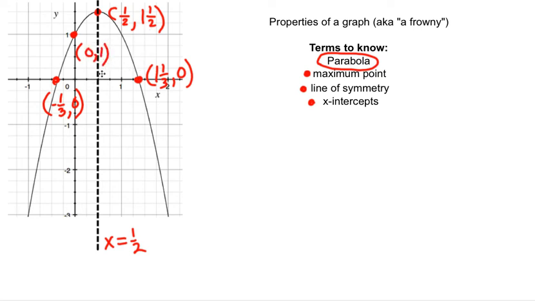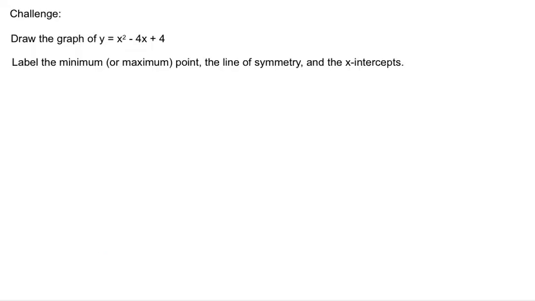As long as I've been given those 4 points, I'm pretty sure I can graph any parabola. And hey, that's what you're going to do right now. You're going to draw the graph of y equals x squared minus 4x plus 4. You're going to label the minimum or maximum point. I'm not going to tell you which one it is, but I'm pretty sure you'll be able to figure it out when you take a look at it. I want you to label the line of symmetry and the x-intercepts, if they exist. That's all for now.